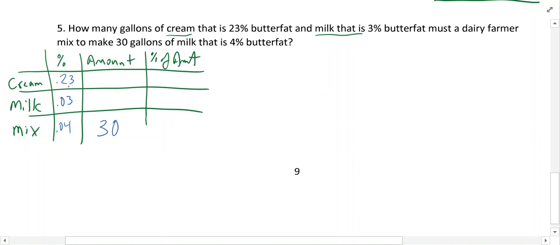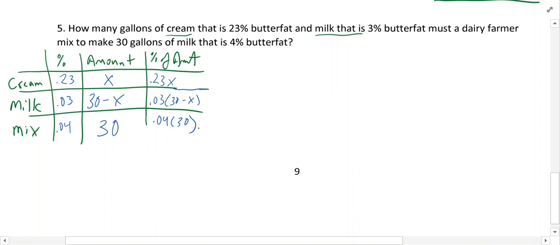So one of them has to be x. I'm going to start with the top one. If cream is x here, and together the mixture has to be 30, then the milk has to be 30 minus x, because the cream and the milk together have to add to 30. So if one of them is x, the other is 30 minus x. Then to get this last row, you multiply across: 0.23 times x, then 0.03 times 30 minus x, and in my last one, 0.04 times 30. Remember, you are saying the cream and the milk together make the mixture.